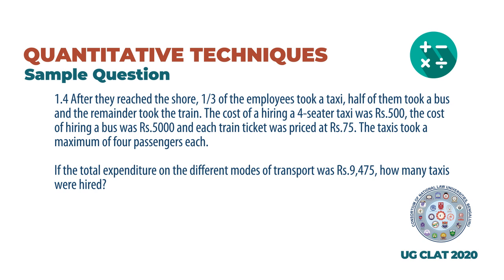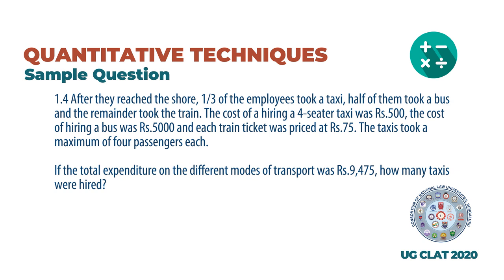After they reached the shore, 1/3 of the employees took a taxi, half of them took a bus, and the remainder took the train. The cost of hiring a 4-seater taxi was Rs 500. The cost of hiring a bus was Rs 5,000, and each train ticket was priced at Rs 75. The taxis took a maximum of 4 passengers each.